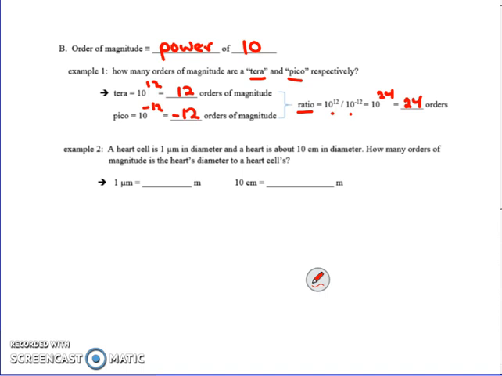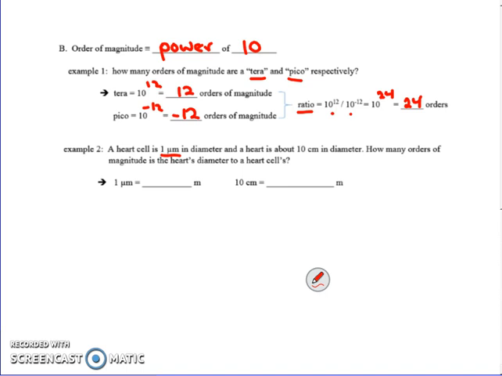Okay, one last example. A heart cell is roughly, this funny thing that's micro, if you look it up, meter in diameter, and a heart is about 10 centimeters in diameter. So how many orders of magnitude is the heart's diameter to the cell that actually makes up a heart? You could use that to approximate how many cells make up a heart, based on dividing the overall diameter of the heart by the diameter of one cell that makes it up.